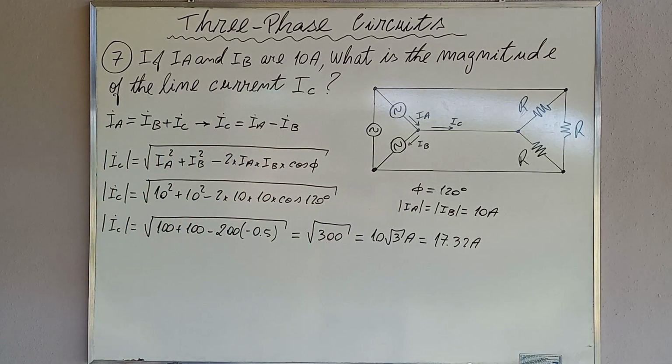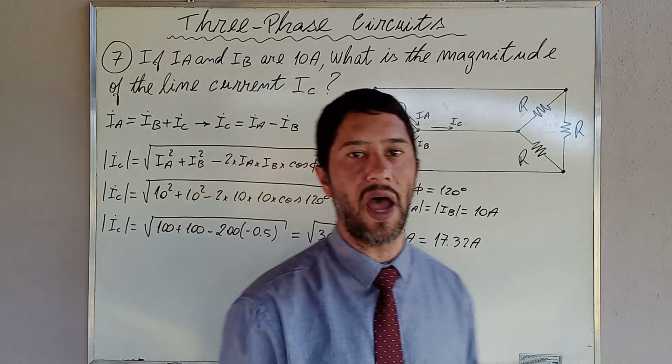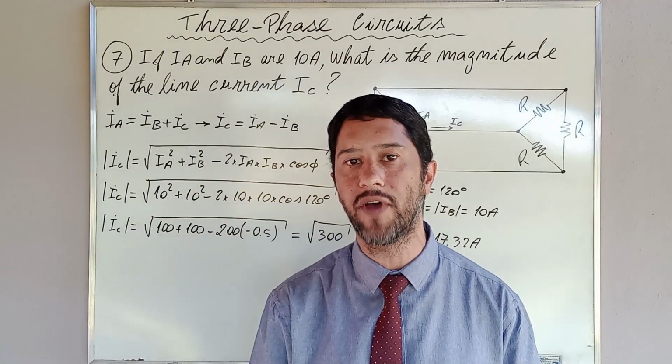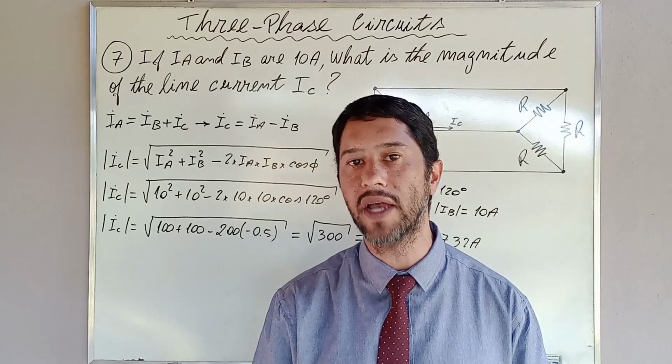With these steps, we reach that the magnitude of the line current IC is 17.32 amps. And this is all for the debate of exercise number 7. Let's go to the next.